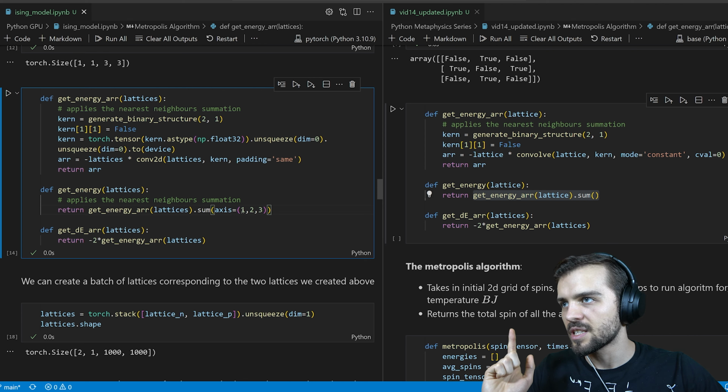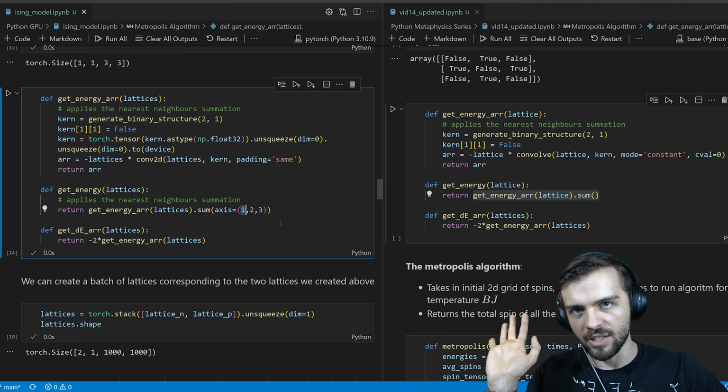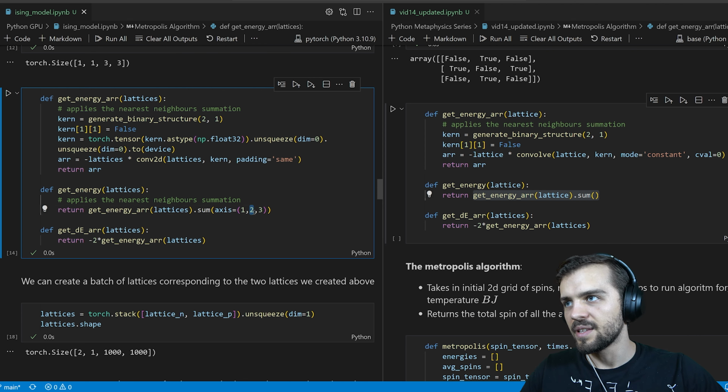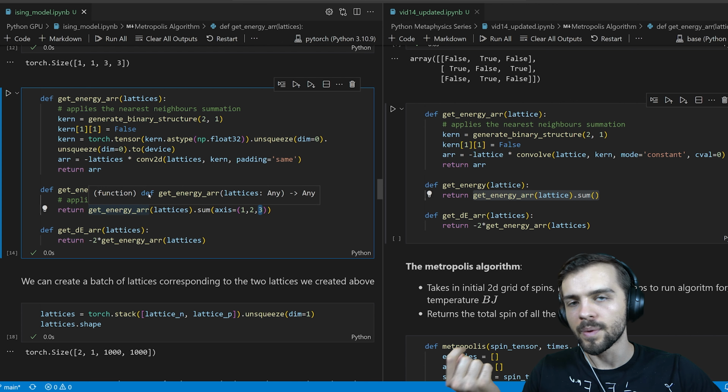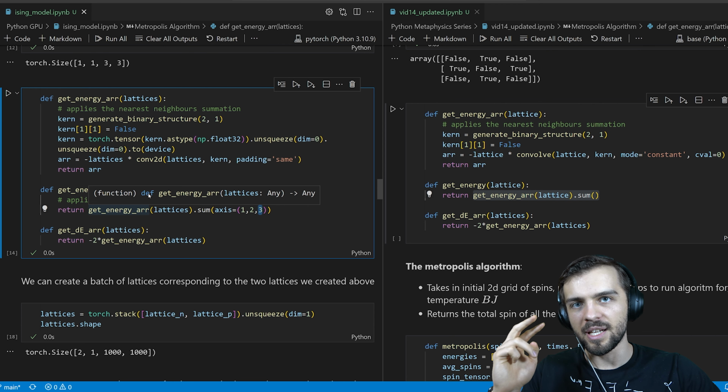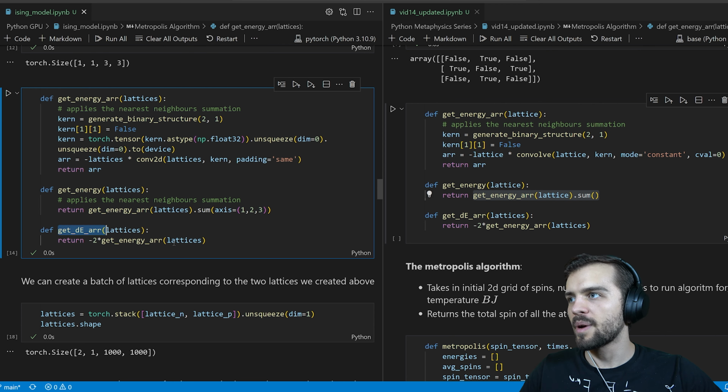So in this case, I'm summing over the channel dimension. Well, there's only a single dimension, it doesn't matter. The height and width dimensions. So when I return this, I'll actually get an array of length 2, corresponding to the energy of each element in the batch. And the get delta energy array, well, that's going to have the same shape as this array, and it's the same sort of equation where I just multiply by -2.